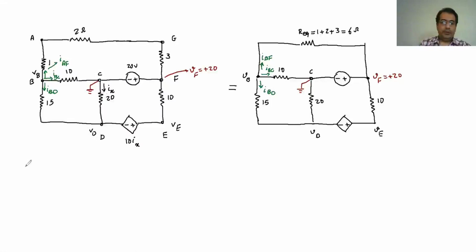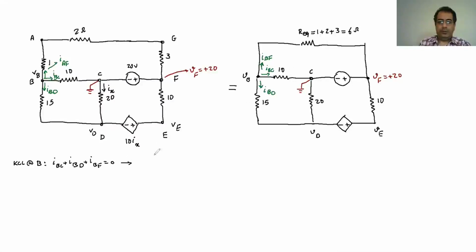And then if I write the KCL at B, what I'm going to get is that the sum of I should equal 0. Therefore, let me write it the other way, it's easier. So it's going to be I_BC plus I_BD plus I_BF should be 0.